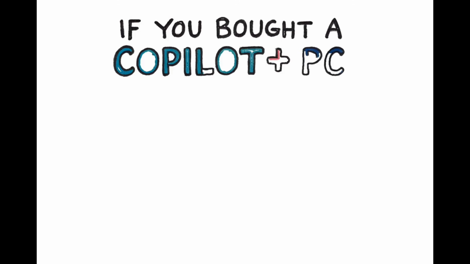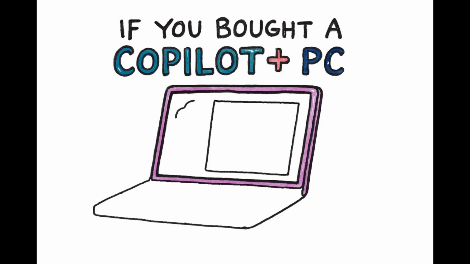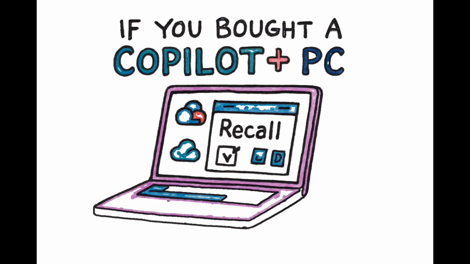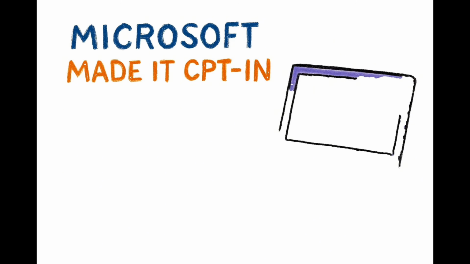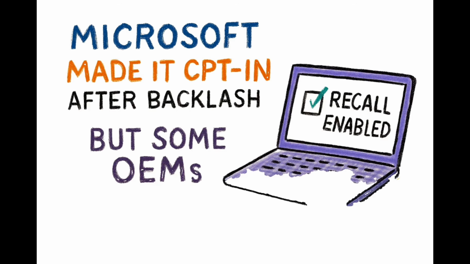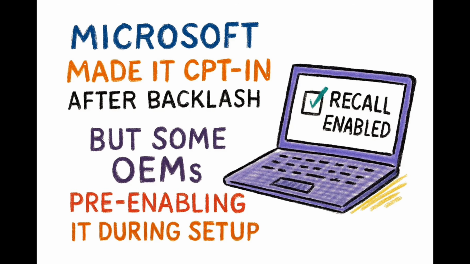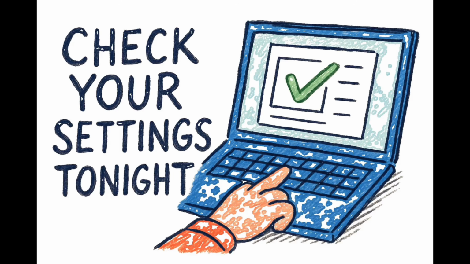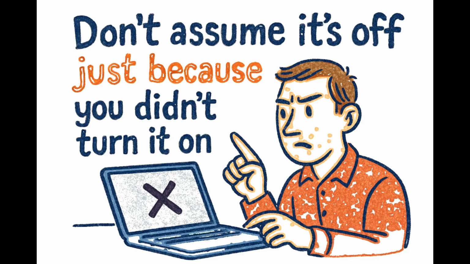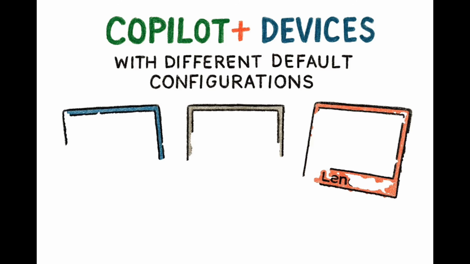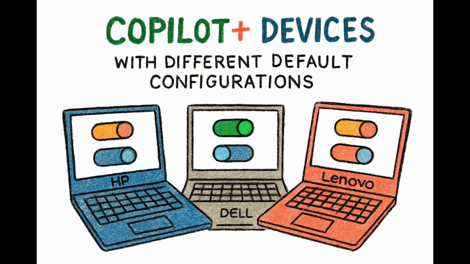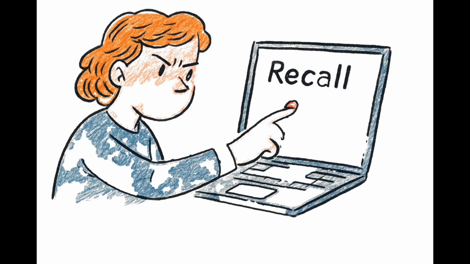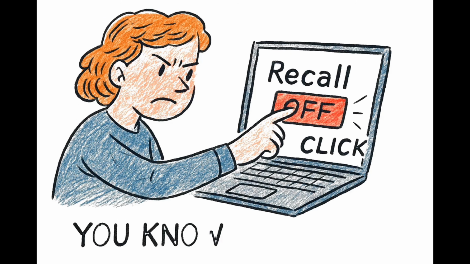If you bought a Copilot Plus PC, one of those new laptops with dedicated AI processors, Recall might be enabled right now. Microsoft made it opt-in after the backlash, but some OEMs are pre-enabling it during setup. Check your settings tonight. Don't assume it's off just because you didn't turn it on. HP, Dell, Lenovo, they're all shipping Copilot Plus devices with different default configurations. If you find Recall enabled and you never turned it on, you know what to do.